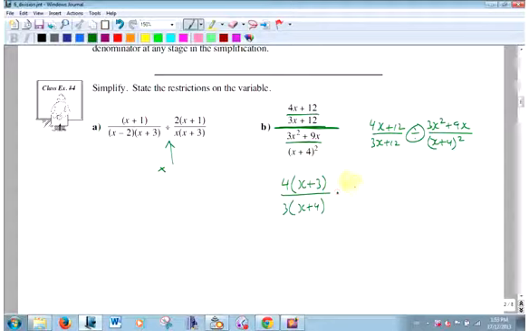Okay, and that now is on the top. I'm going to do this in lots of steps. That now is on the bottom. Okay, all I did was flip the second one so I can multiply. Now it just looks like yesterday's stuff.